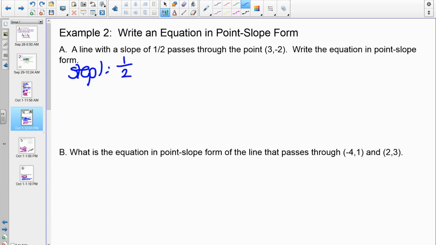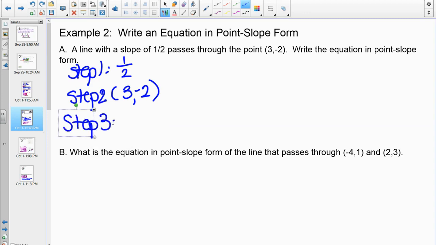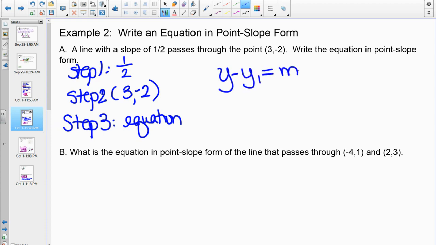It's 1/2. Step 2, pick a point. So that's, again, not going to be hard because we only have 1 point. So I have to use 3, -2. Step 3, put it into the equation. So we'll move it over here so we can have some room. So y minus y1 equals m times x minus x1. And we're going to plug in what we know.